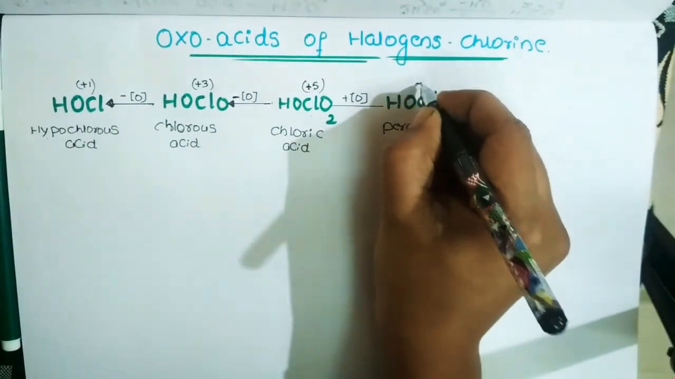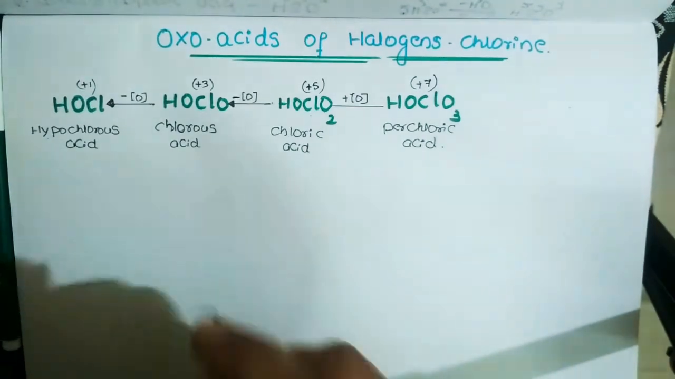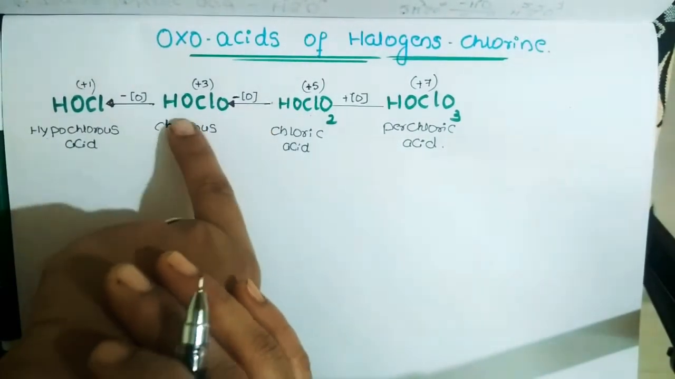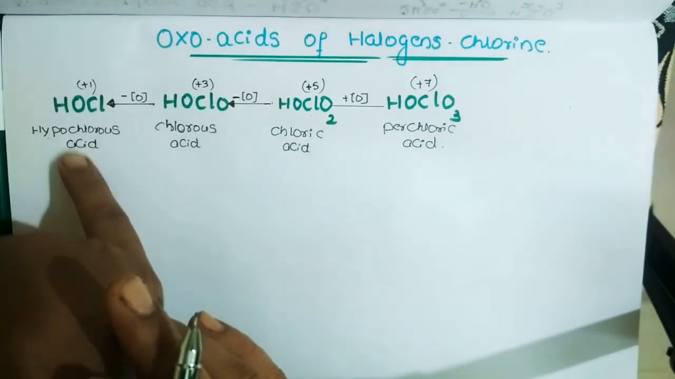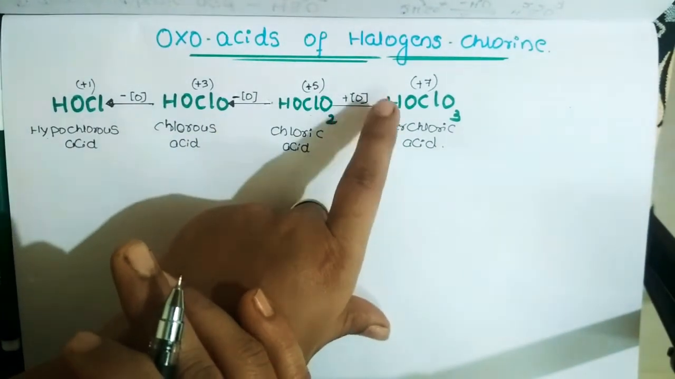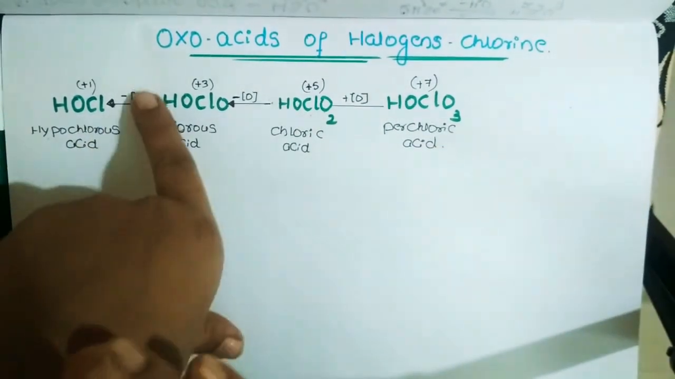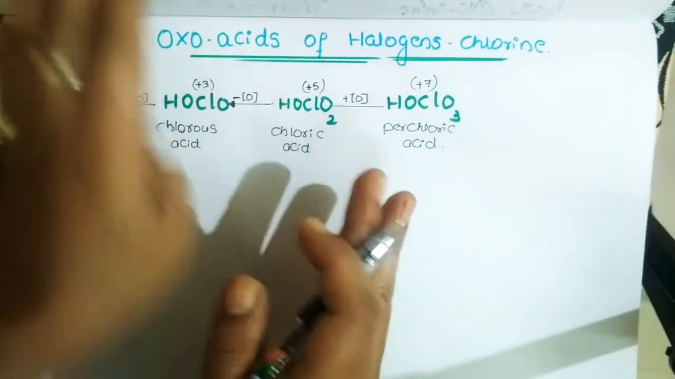So the oxidation state here will be +7. Repeating: chloric acid, by removing oxygen, will give chlorous acid. From this, by removing one oxygen, we're going to get hypochlorous acid. To chloric acid, add one oxygen and it will give perchloric acid. Per means one extra oxygen; hypo means remove the oxygen. This is what the terms mean.